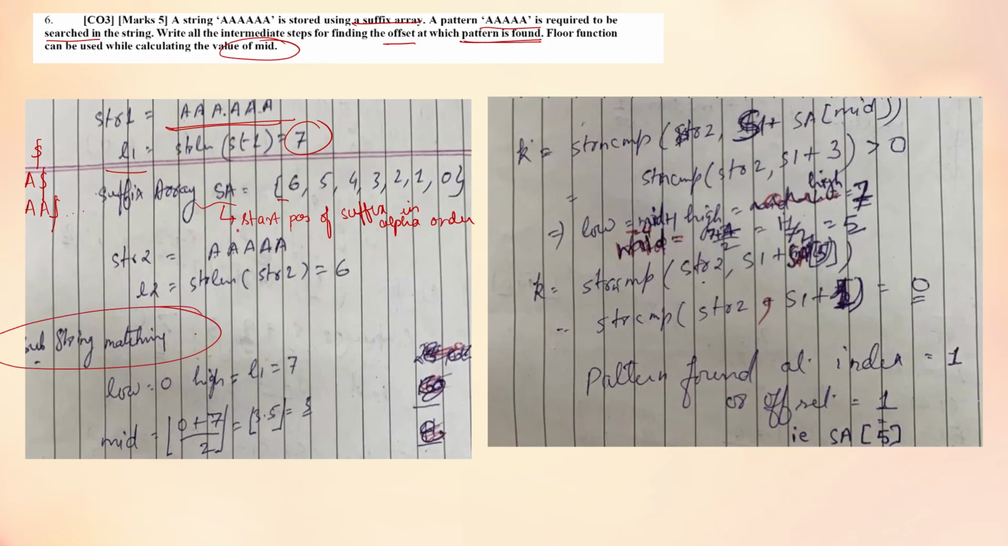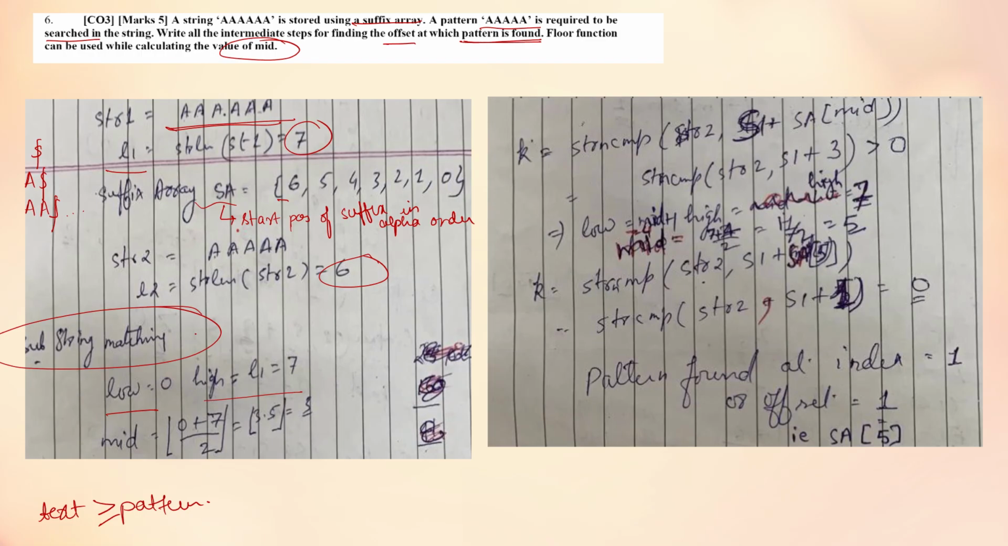Now we start with the binary search part. Similarly, the length of string 2 is 6, low is 0, high is the maximum of L1 and L2. That is, of course, your L1 because that will be the string, not the pattern. I mean to say that your text should always be greater than or equal to your pattern to match it.